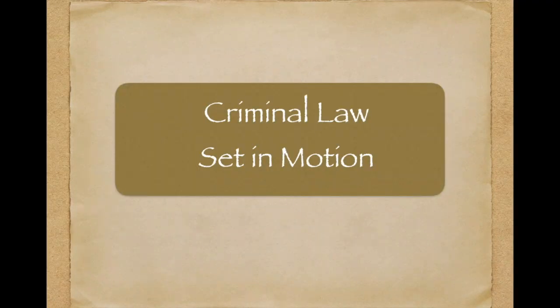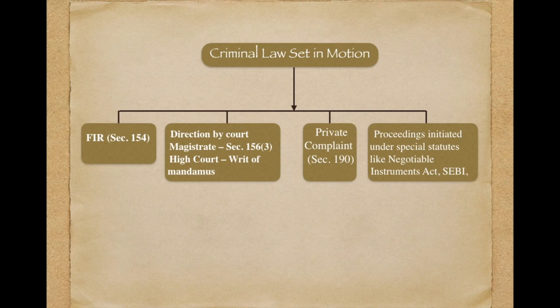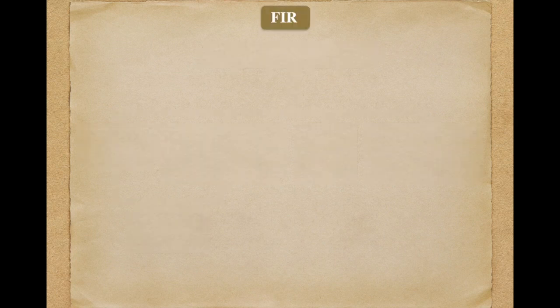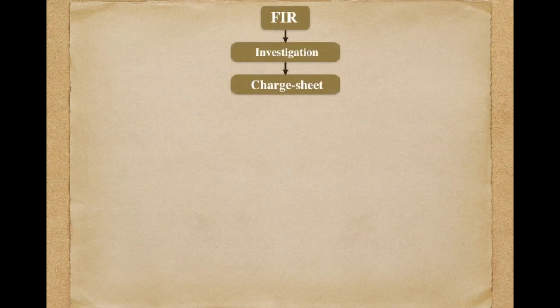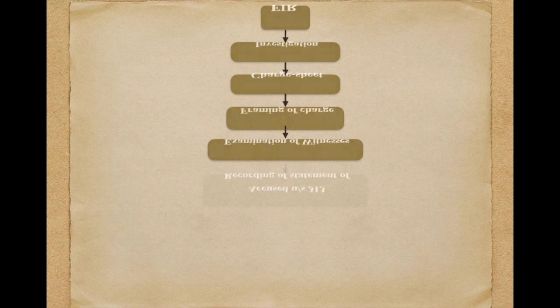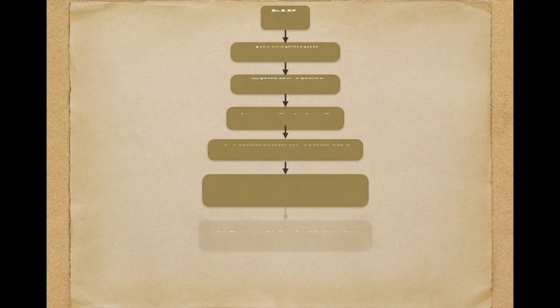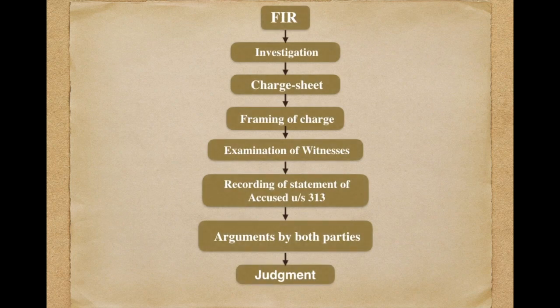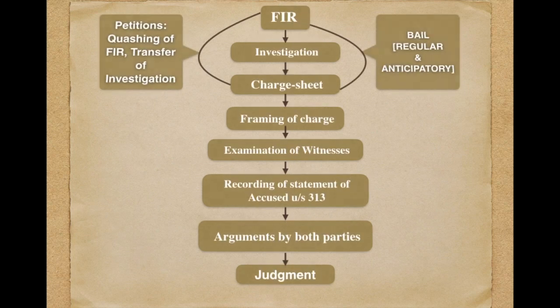So let's recap what we have seen in the last video. Criminal law, how it is set in motion. There are four ways, and we are dealing with FIR and how a case proceeds on filing of an FIR. These are the basic stages. There is ample scope for further litigation in between these stages. And that is what we are going to see in this video, what possible litigation can take place between registration of FIR and filing of the charge sheet.